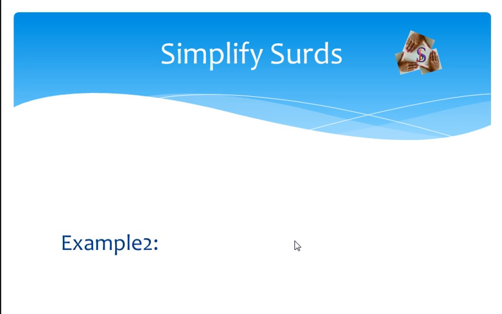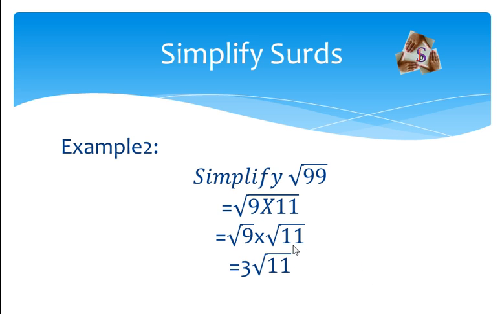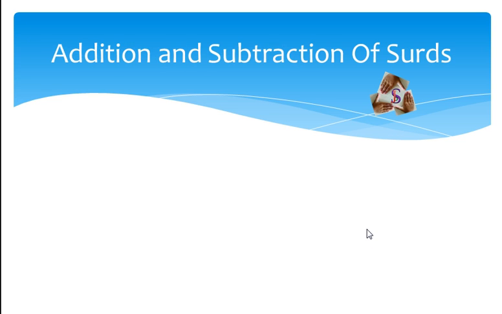Example 2. Simplify root 99. Again, step 1, breaking into its factors. So we write it as root over 9 into 11. Step 2, applying the law of indices. So it's root 9 into root 11. And step 3, root 9 is 3. So it is 3 root 11. Now, let us understand how do we add and subtract surds.